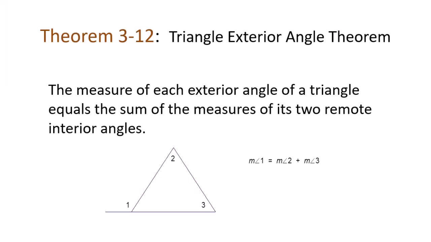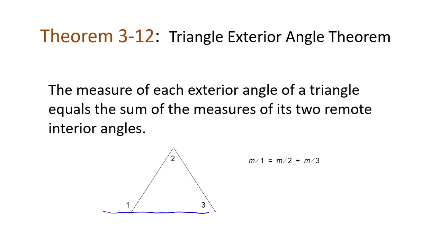All right, here's theorem 3-12, triangle exterior angle theorem. So we're not going to prove this one officially, but we'll talk through it and justify it logically. It says the measure of each exterior angle of a triangle equals the sum of the measure of its two remote interior angles.